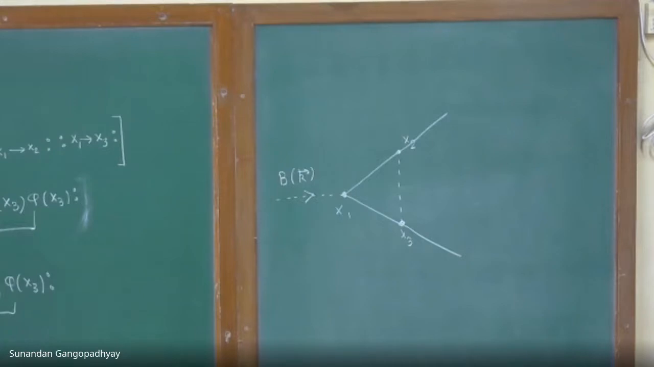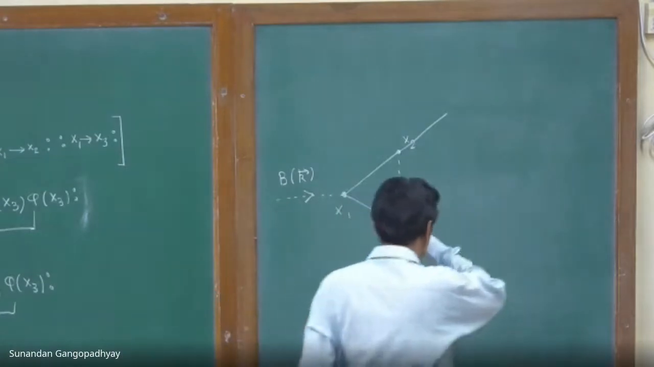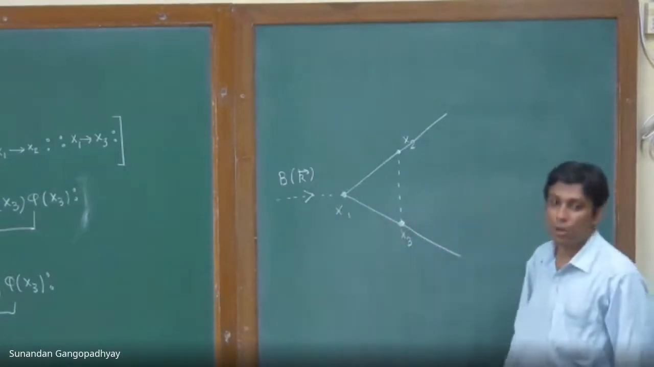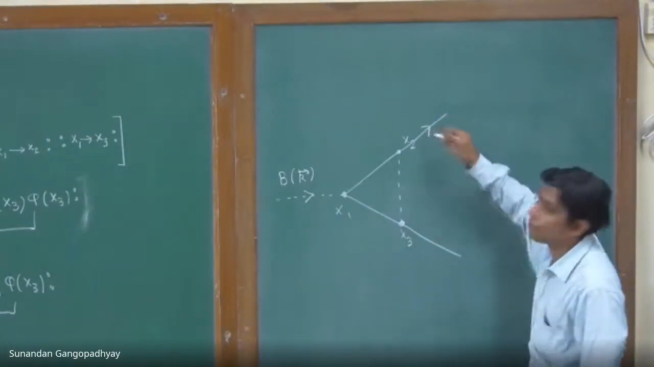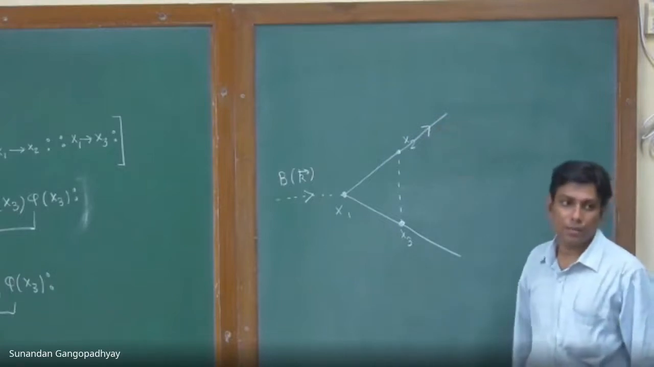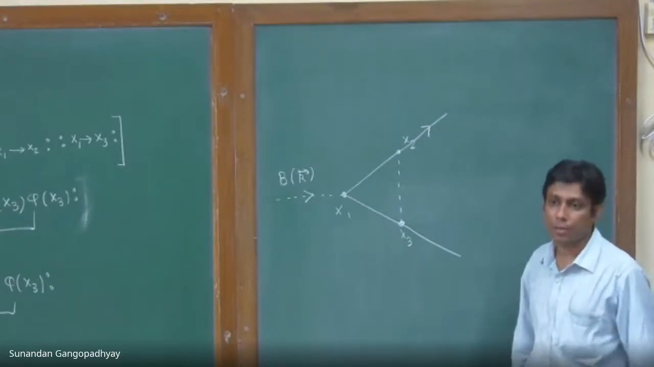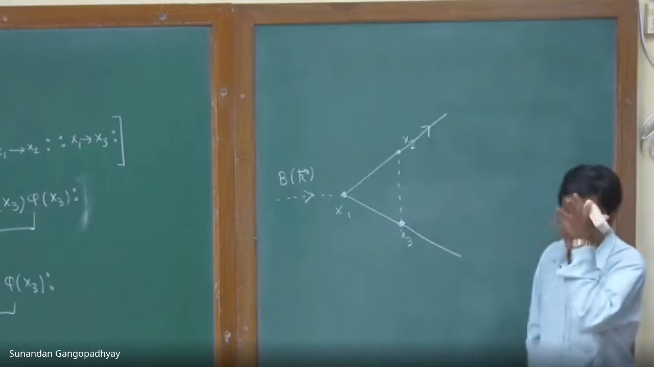A psi bar x2 fermionic line will be outside. Those are the external lines. But now you have to fix the arrows. How will you fix the arrows? Psi bar x2 will do what? Psi bar x2 will create an electron, right? Psi bar contains the creation operator of an electron. So you create an electron.